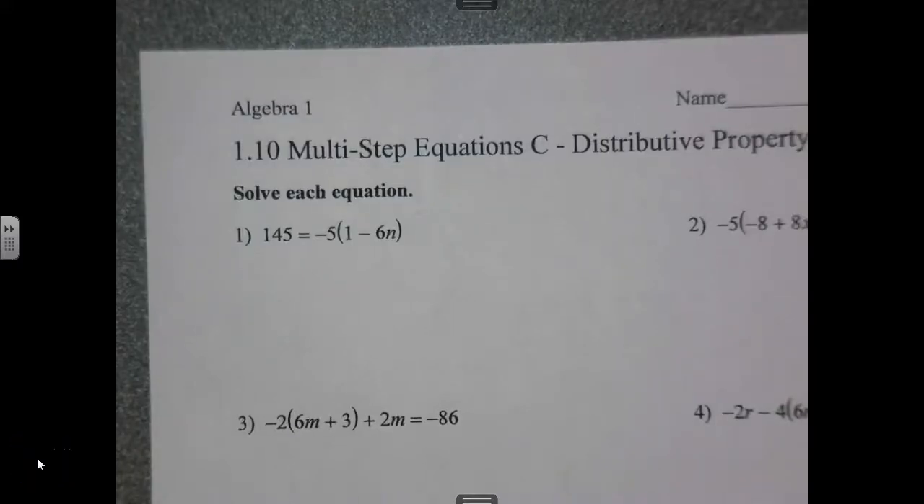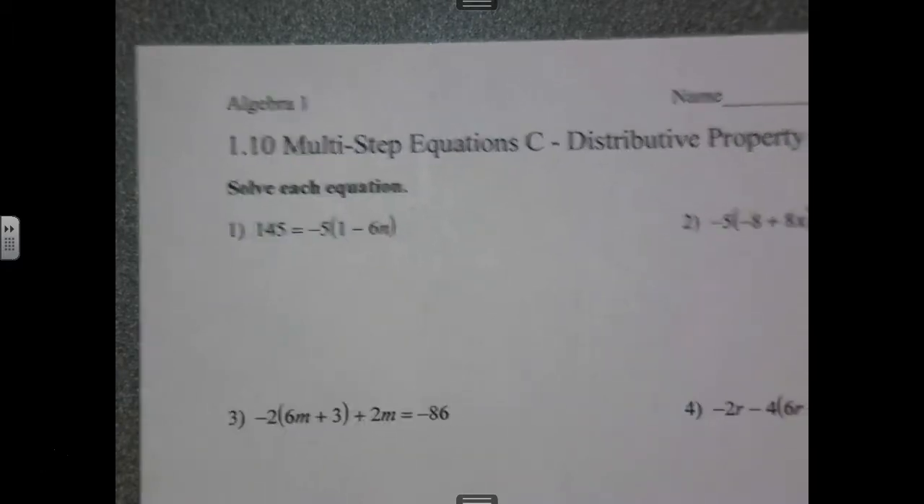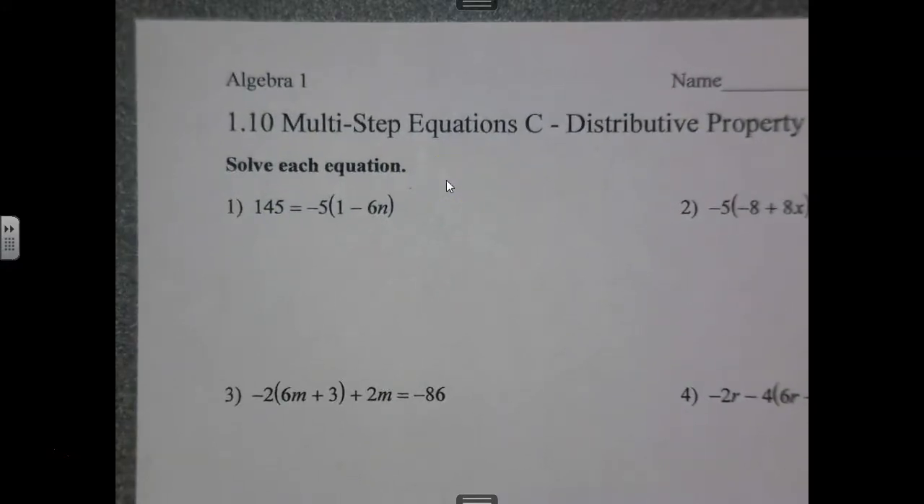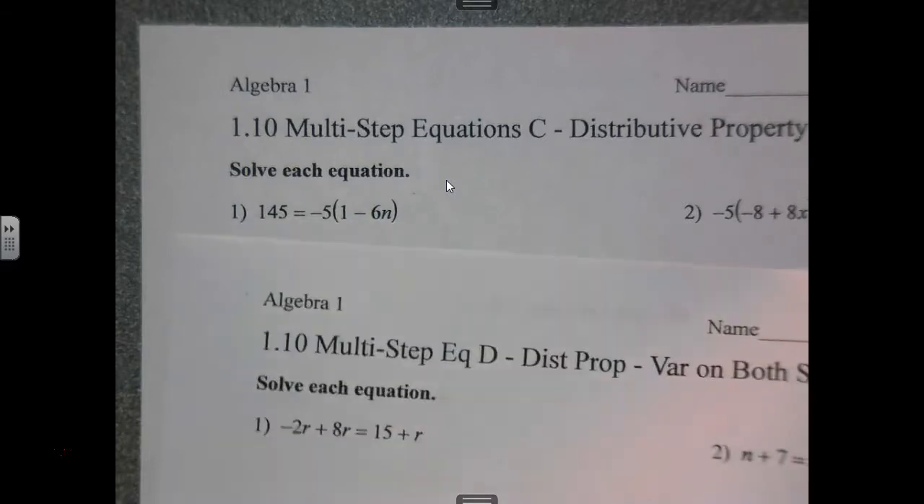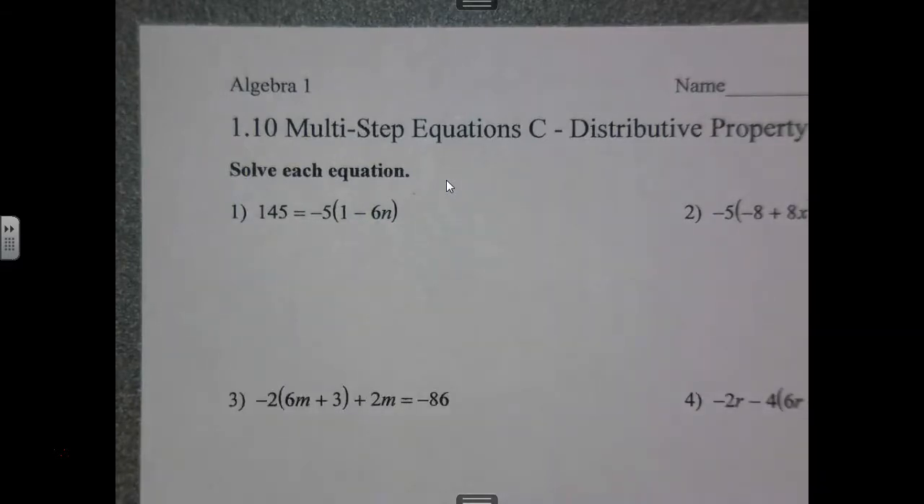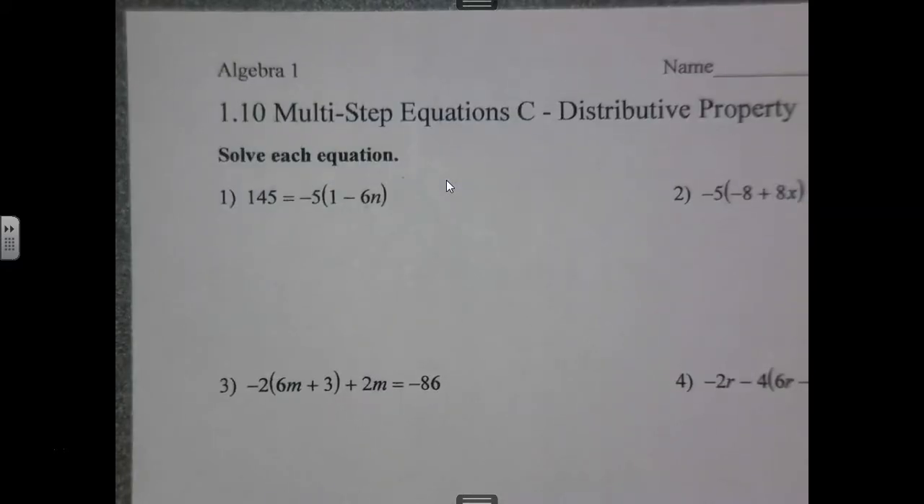Okay, 1.10, these are the last two concepts that we're doing before the test Friday. This is a continuation of the A and B worksheet that we did earlier, about a week or two ago. This is C. You should have C and D. C is distributive property, and D is the variable on both sides. All right, let's do C first.